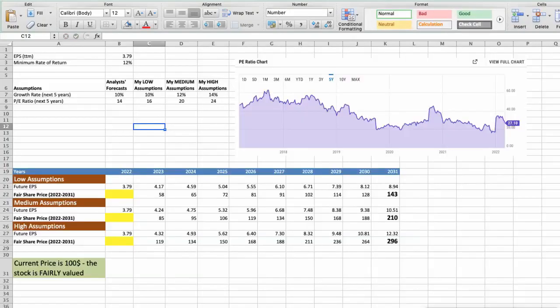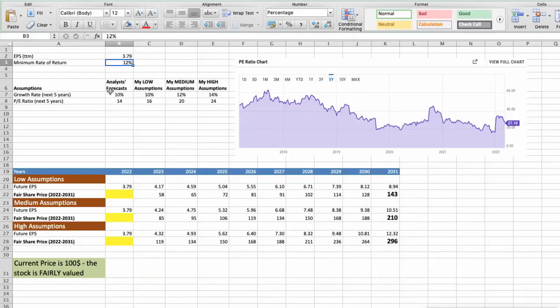Second model. Valuation based on earnings per share. This spreadsheet contains another financial data that we will use for the stock valuation. The current earnings per share for the company is 3.79. Minimum rate of return. I will use 12%, because when we invest in individual stocks, we are looking for a higher return than the S&P 500.